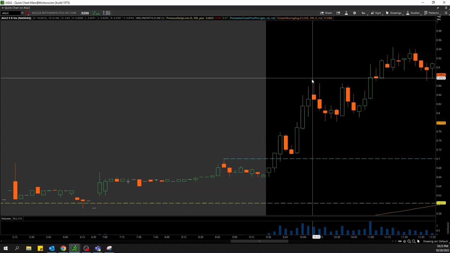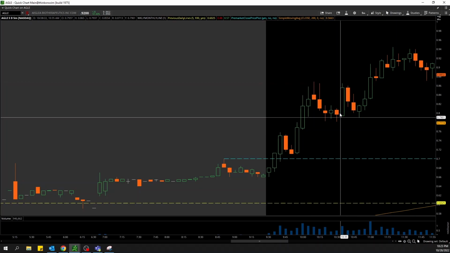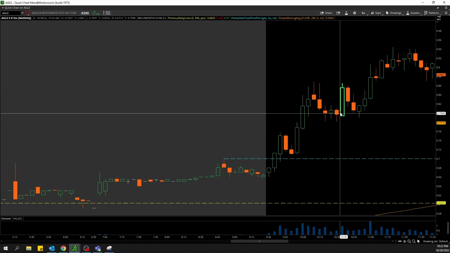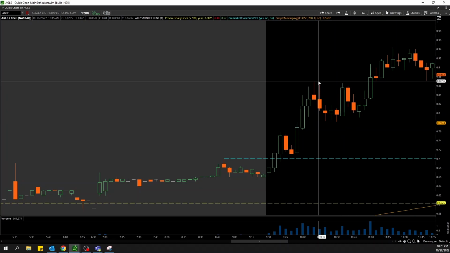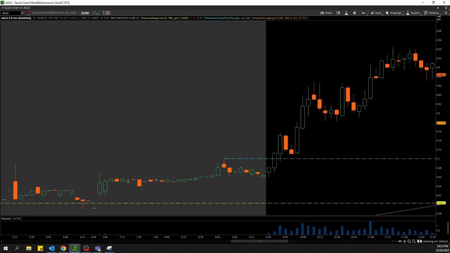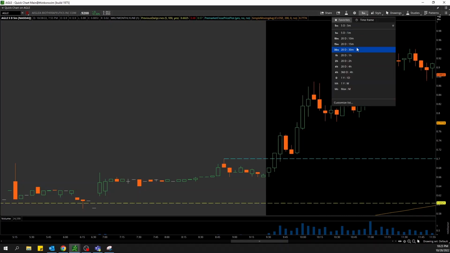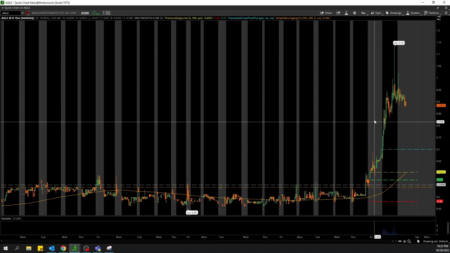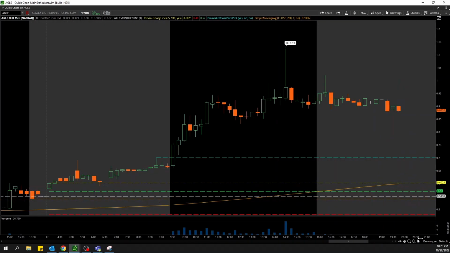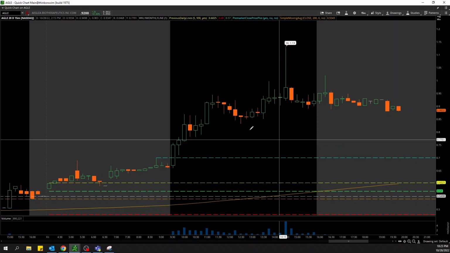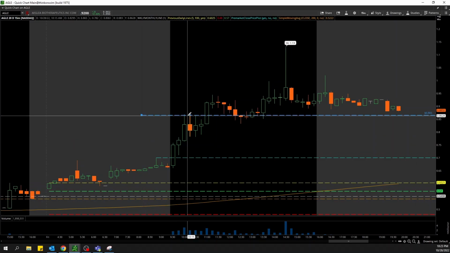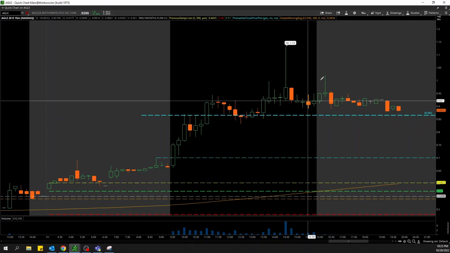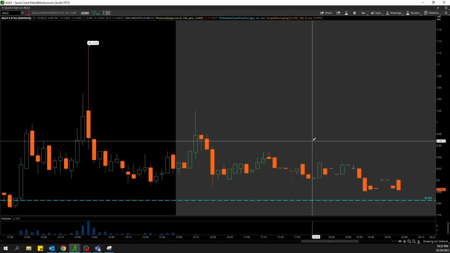So we have to wait for a pullback. If you look at this, you had a pullback, snap, pullback. Now this would have been your area looking at the smaller time frame. So let's go back to the 15. With that being your area, the stock got really choppy. So we had 86 cents. So I broke that down. So 5 minute.